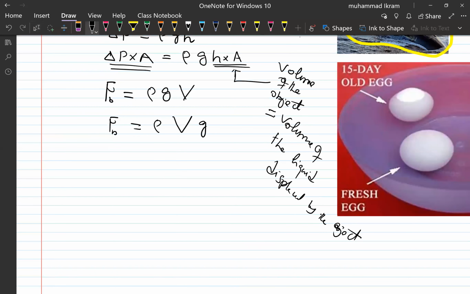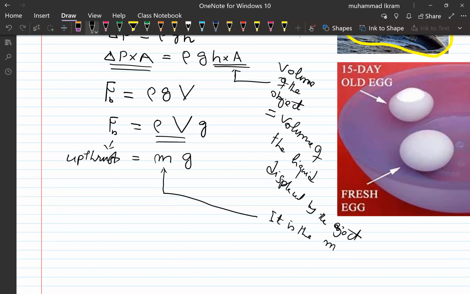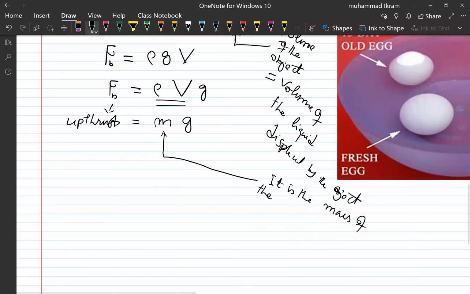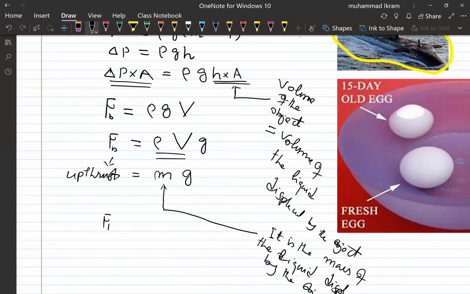So this upthrust force, as I told you, is equal to the weight of the liquid displaced by the object. How? Look, this is the density of the liquid, rho, and this is the volume of the liquid that is displaced by the object. So density into volume becomes mass, into G. Now what is this mass? Remember, this is not the mass of the object. It is the mass of the liquid displaced by the object. Clear?